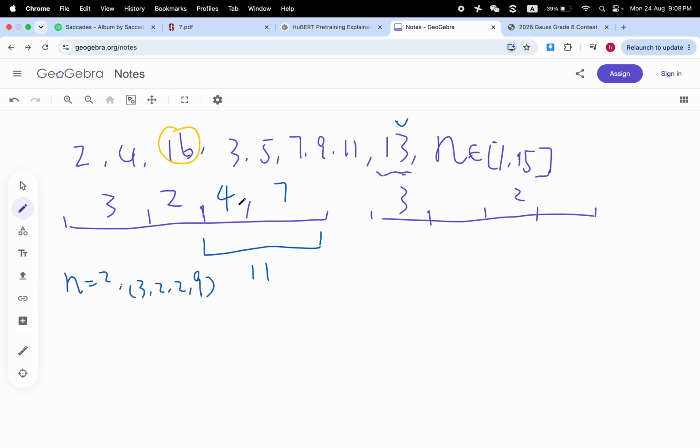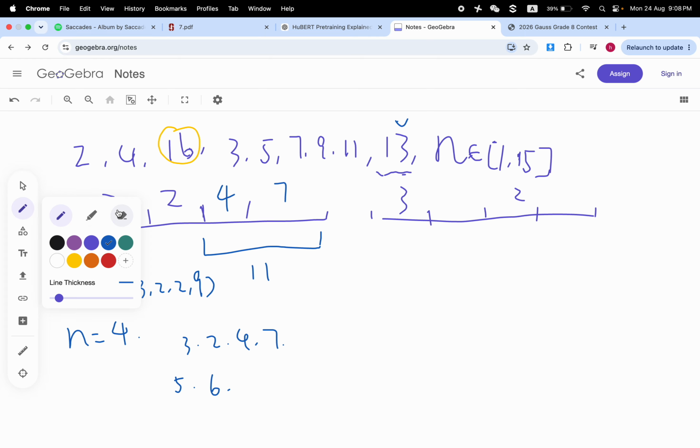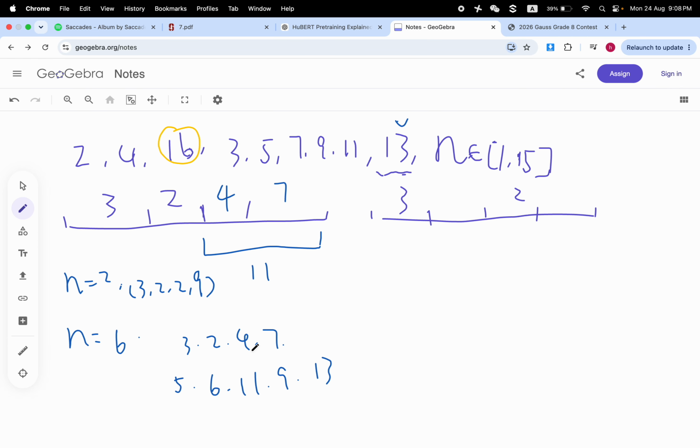In this case, is there any contradiction? Let's just check. The numbers you've got are 3, 2, 4, 7, and then 5, 6. 6 is new, I'm sorry, this is a 6. 6 is the new number. 5, 6, this is 11. So far so okay. And then the 3 of them would be 9, right? And the 3 of them is 13. If you compare the data sets, everything looks fine. So this is also okay.